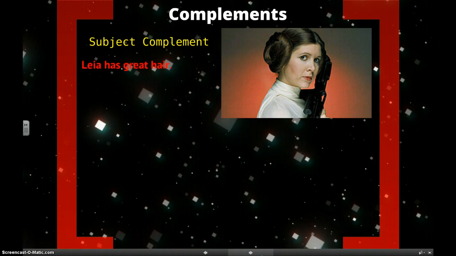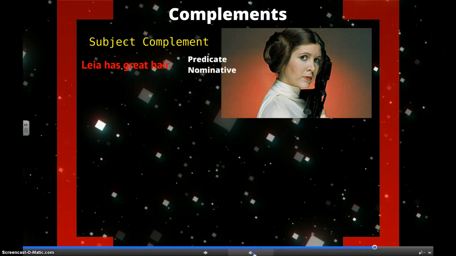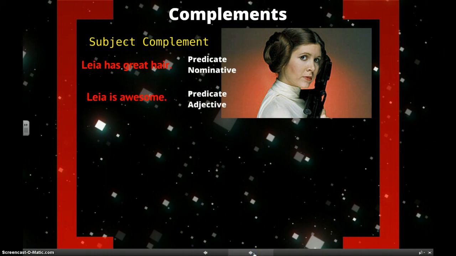So for example, Leia has great hair. This is a predicate nominative, which is a subject complement. Let me put the next one so you don't get confused. Leia is awesome is a predicate adjective. So you see both of these, the subject was Leia. In both of these we have linking verbs, has and is. In this first one, our complement is hair, and it's a predicate nominative because it's a noun. And our second one, our subject complement is awesome, and it's a predicate adjective because it's an adjective.